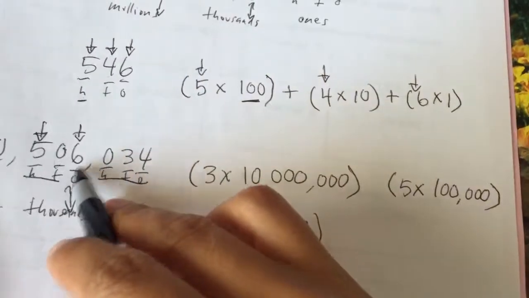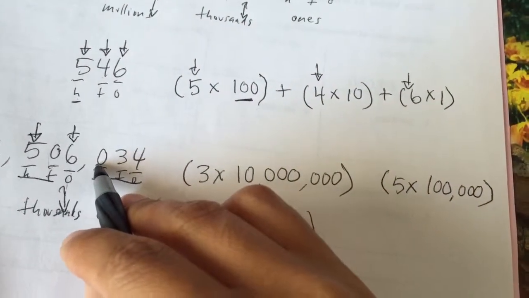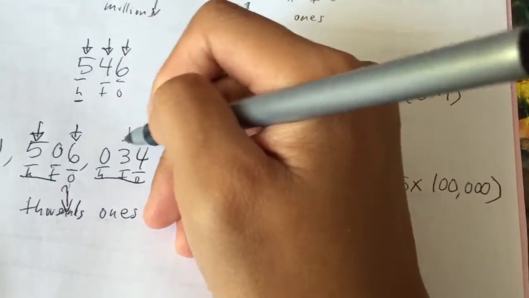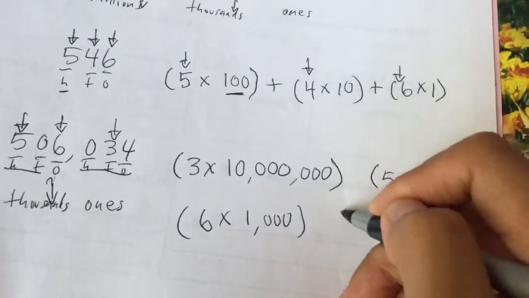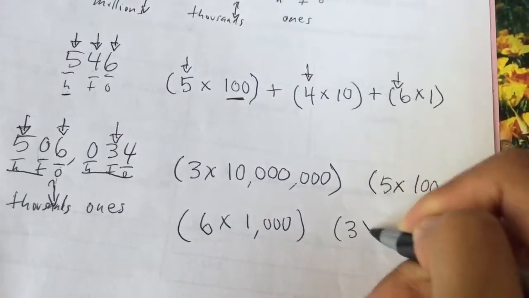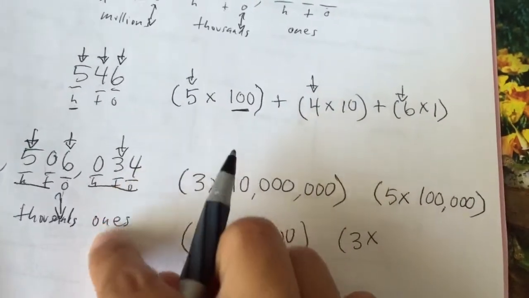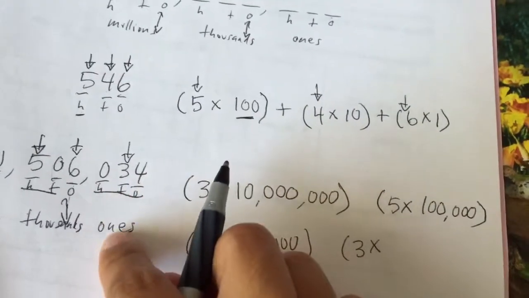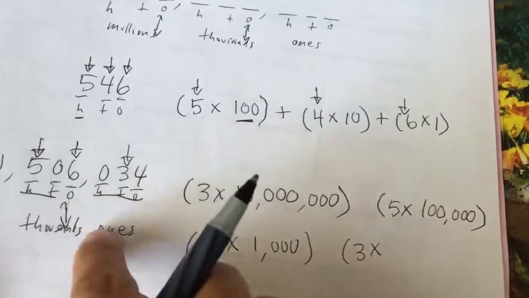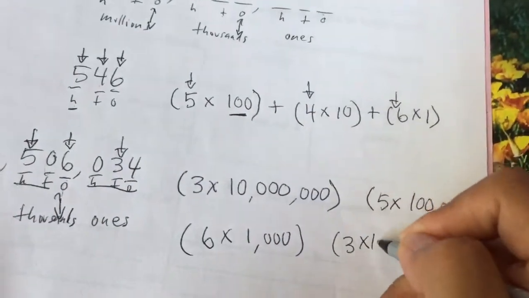Now we jump to the next number. It's a 0. We can skip it. Go ahead and go to the 3. So we're going to have a parentheses, 3 times whatever place value this is at. Ones, tens, and then this is just a simple 10. There's no 10,000, there's no 10 million. It's just a simple 10.